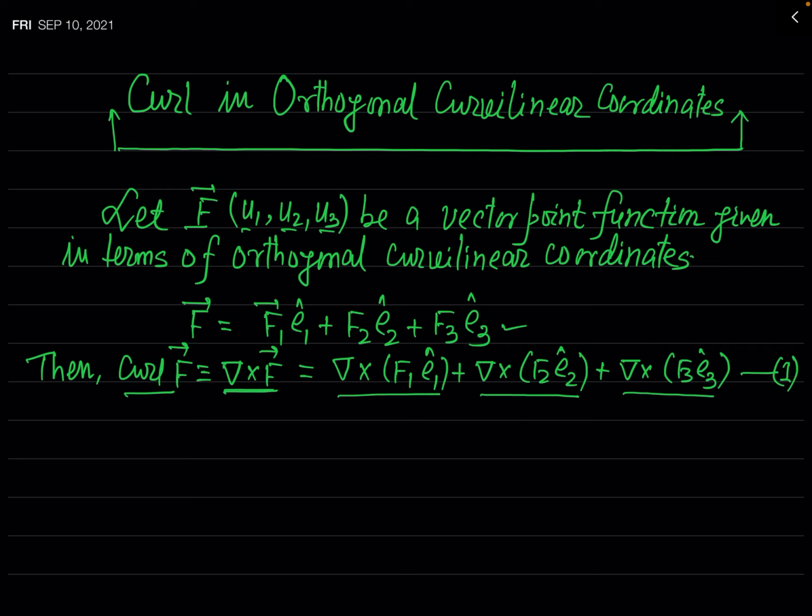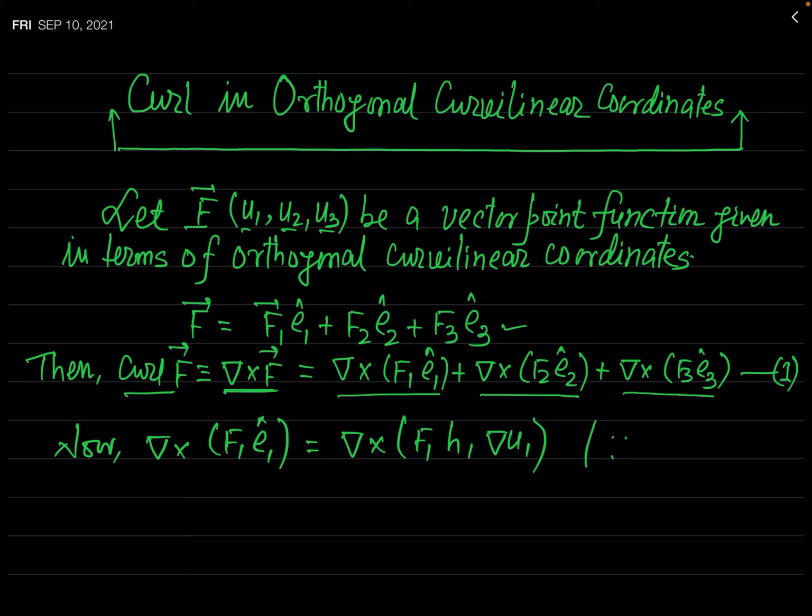So let us try to evaluate the first term: del cross f1 e1 hat. As you know, this e1 hat unit vector you have seen in the earlier lecture is simply equal to h1 del u1. Since e1 hat is equal to the scale factor h1 times del u1, gradient of u1. You have seen these things in the previous lectures. So instead of the unit vector e1 hat, I have written here h1 del u1.